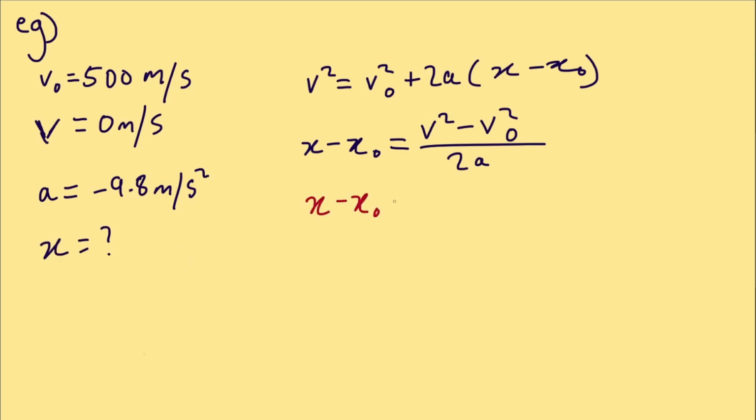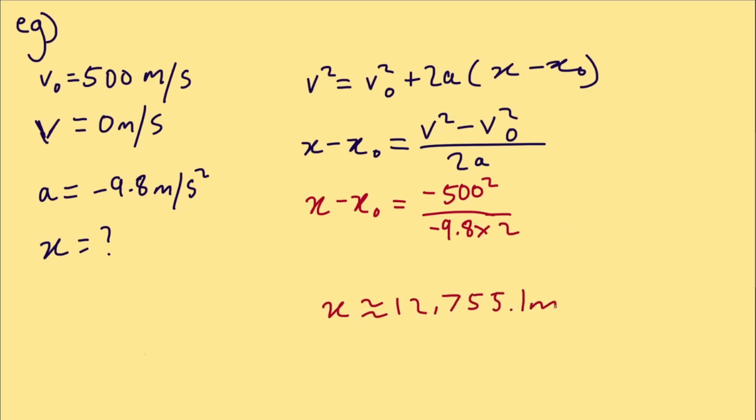Plug everything in, you get negative 500 squared over negative 9.8 times 2. Put this in your calculator, and you end up with x is roughly 12,755.1 meters. So that's how high the rocket flies up before falling down again.